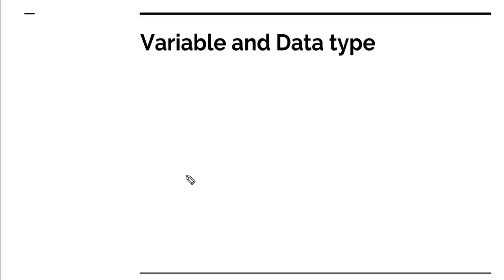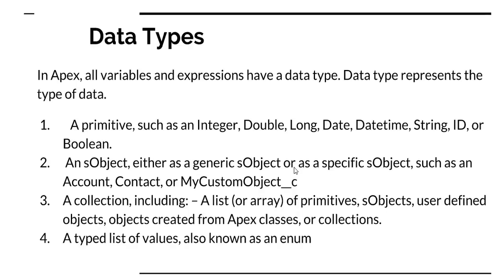And why do we call it a variable? Because the value of it can be changed, and data type represents the type of data. Now, data type. In Apex, all variables and expressions have a data type. Data type represents the type of data.